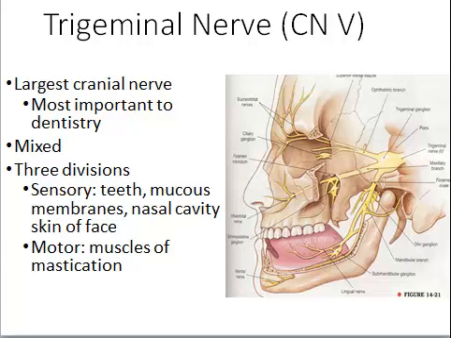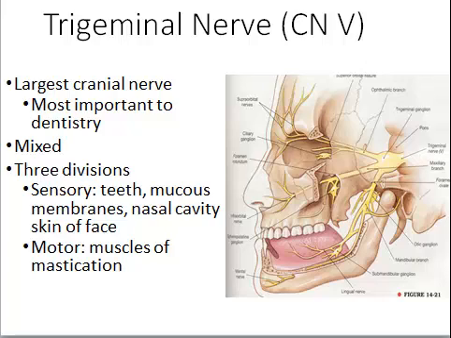So here's a nice little lateral view of the trigeminal nerve, CNV, cranial nerve 5. It's the largest cranial nerve and, of course, the most important one to dentistry. It's a mixed nerve, or we can also think B for both, meaning it has a sensory component and a motor component. So it senses things.